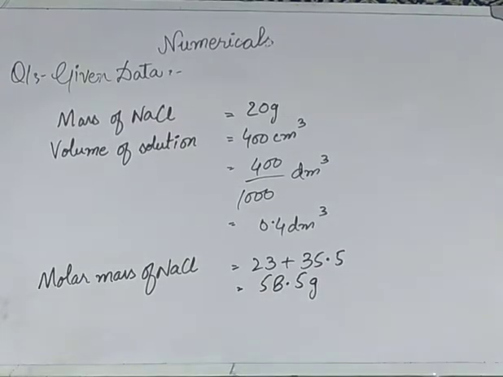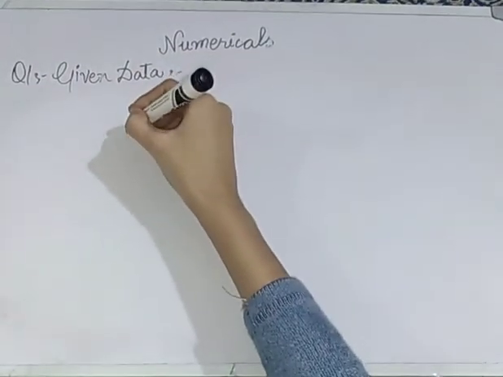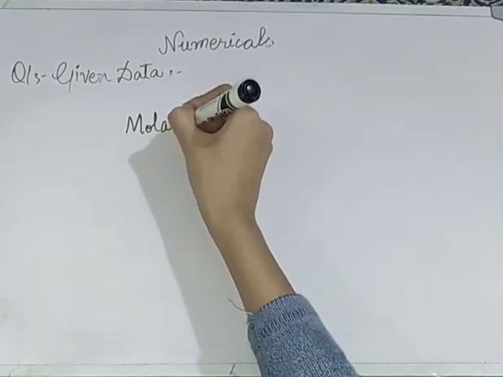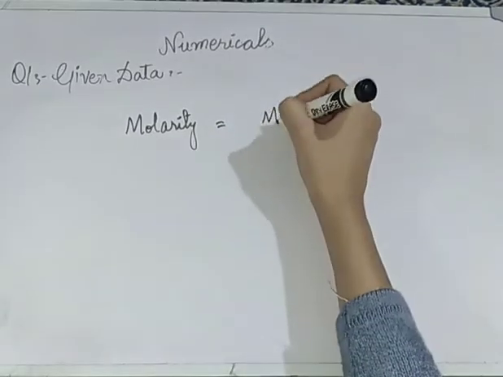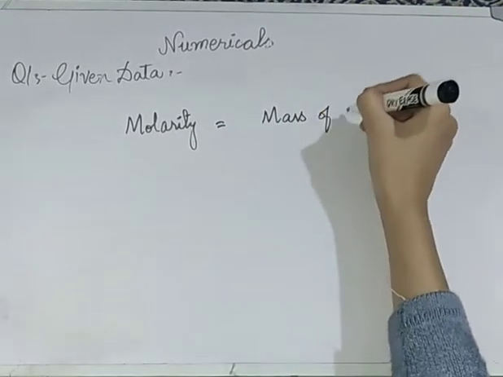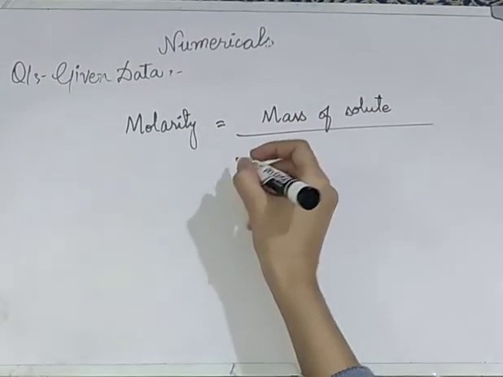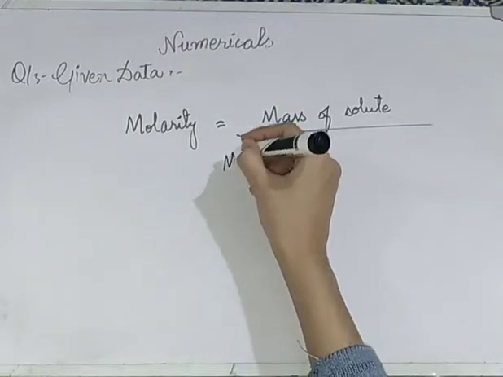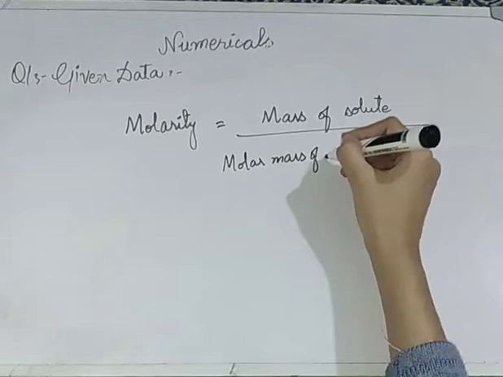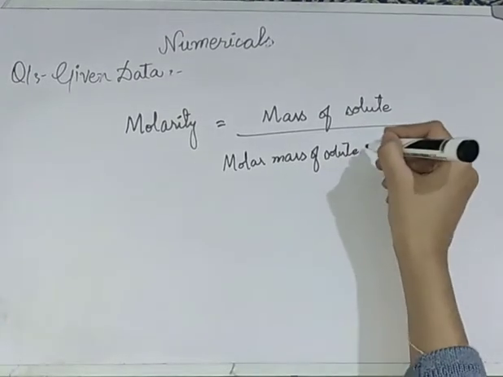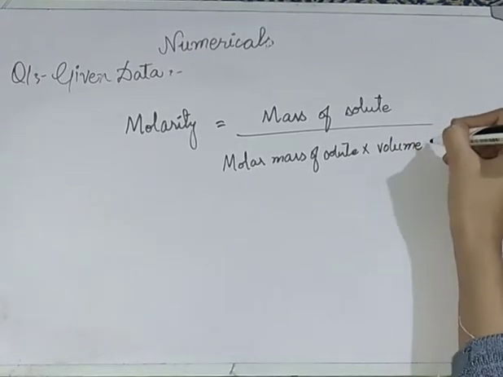Now we'll apply a formula, that is molarity equals mass of solute divided by molar mass of solute multiplied by volume of solution. Volume of solution will always be in decimeter cube.